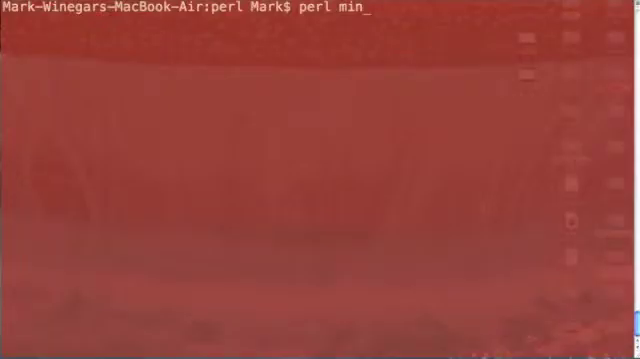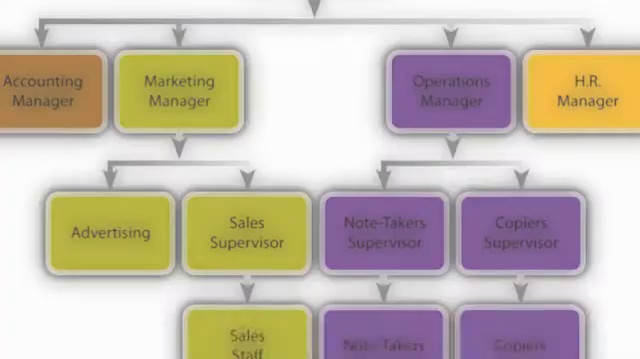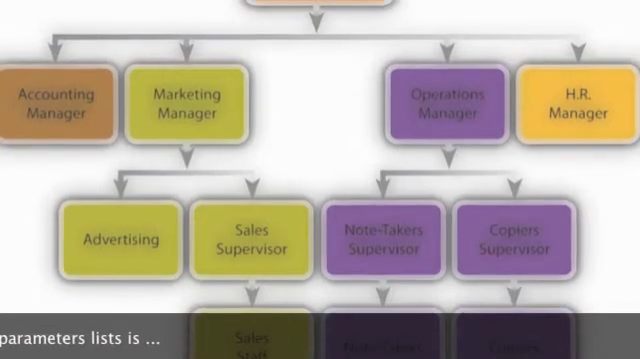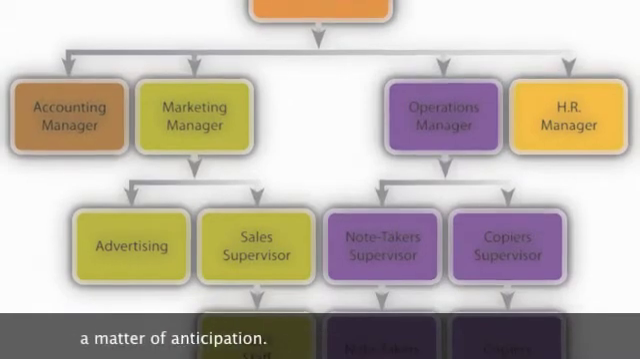This podcast is about variable length parameter lists. And so when we looked at our source code, I added more parameters. So let's run it again and see what happens. Oh, we had 12 elements, and the lowest number found was our -13. What have we learned? Well, we've learned that handling variable length parameter lists is simply a matter of anticipation.